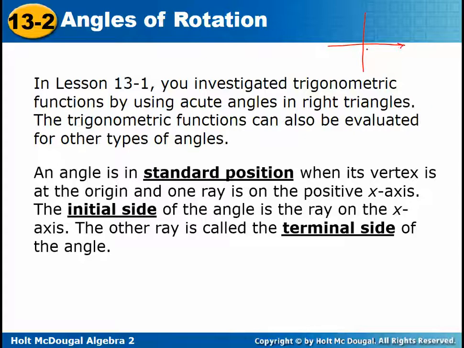So here's the positive x-axis from here to here. The initial side of the angle is the ray on the x-axis. The other ray is called the terminal side of the angle. For example, maybe we would make an angle right here and call this angle theta. So we've got the initial side here, and we've got the terminal side here, and that is how we created our angle.